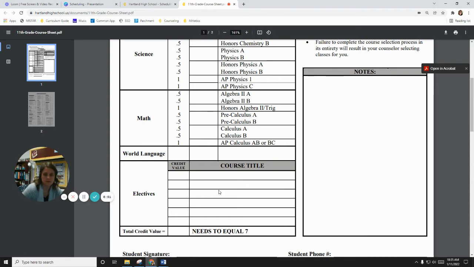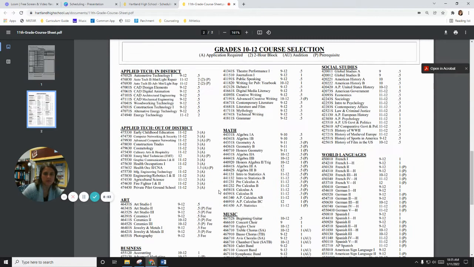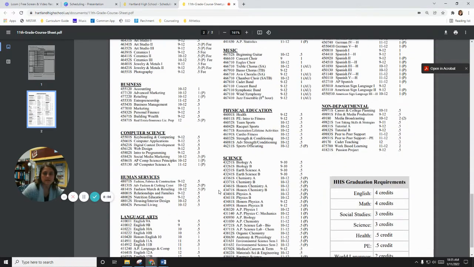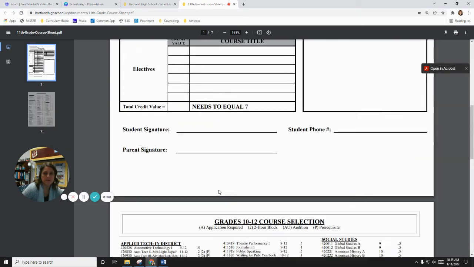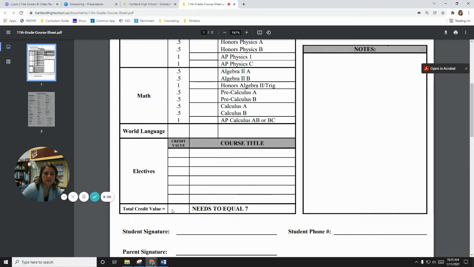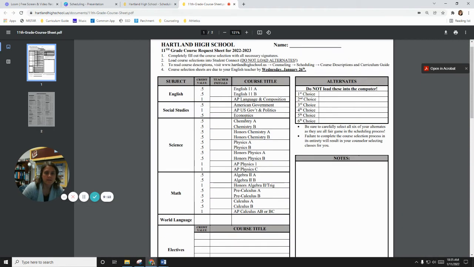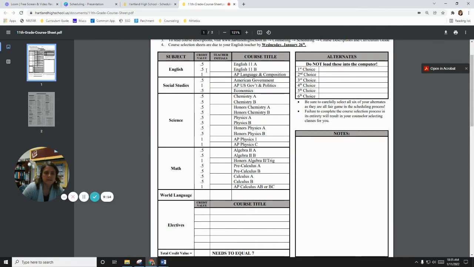So as a reminder, you'll be using the back side of your course sheet to finish making your selections. And so you need to make sure that down here you've got 7 credits. So you do not fill up every single one of these lines unless you need to, right? So once you get to 7 credits, you stop. And then this box over here on the right, from English down to electives, this is going to be your ideal perfect world 7 credits that you would take in 11th grade.